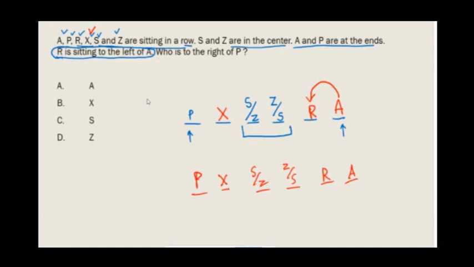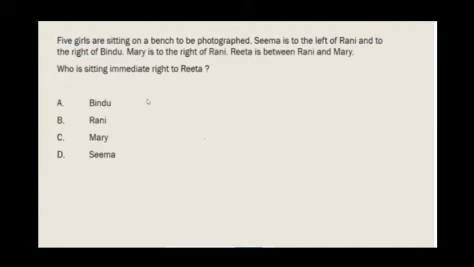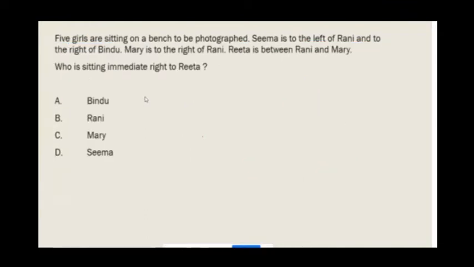Now what is the question? Who is to the right of P? Now who is to the right of P? The right of P is nothing but X. Right? Getting it? Yes? Okay. Now, if that is the case, in the next question. Let us try the next one. Now, I'll give you an opportunity to try this.